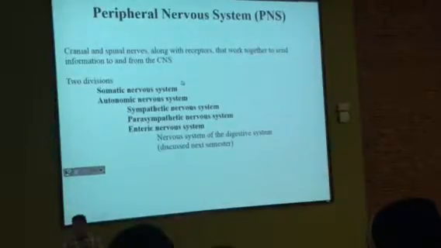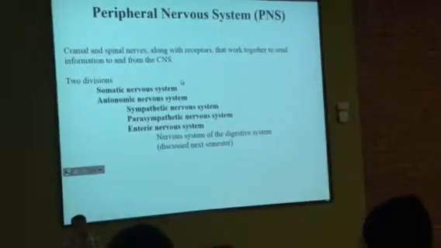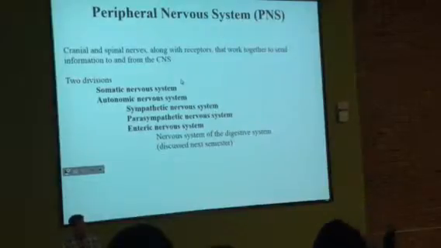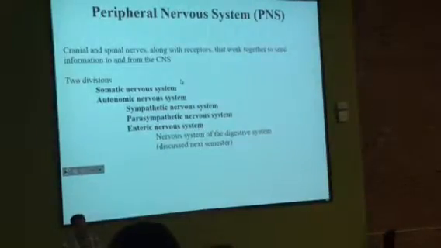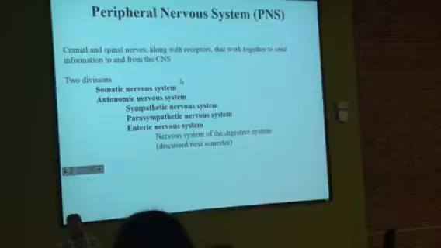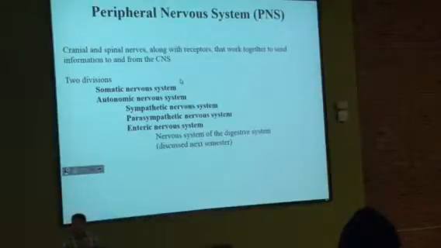You guys know that it is divided into the somatic and the autonomic nervous system. So that's just two divisions. They're doing two completely different things. And we're going to be talking about both of those divisions in detail. Before we do, though, some generalities.